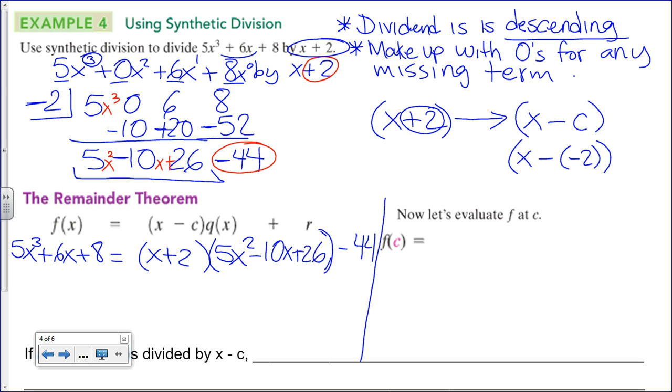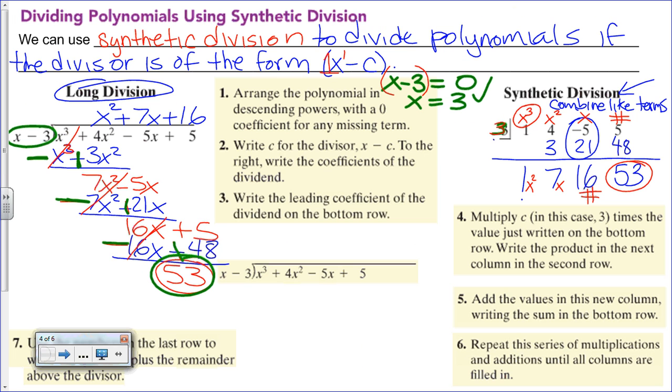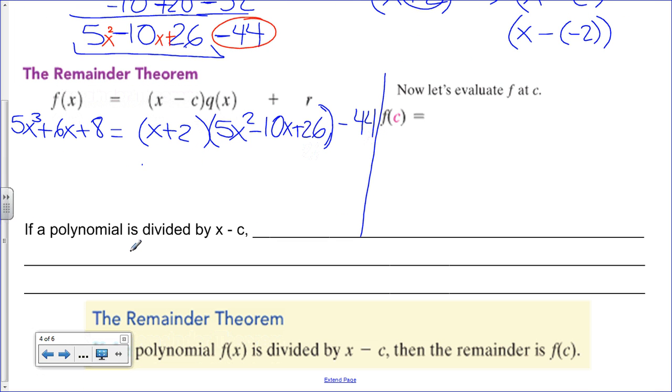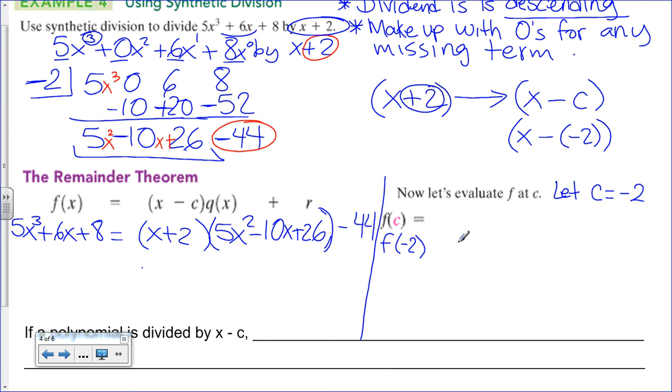So remember, when we do synthetic division, that was the statement that we wrote down. You're dividing in this form, x minus c. So what I want to evaluate here is f of negative 2. We're going to let c equal negative 2. In other words, it's going to be the same number that you put inside this little box. That will be c.